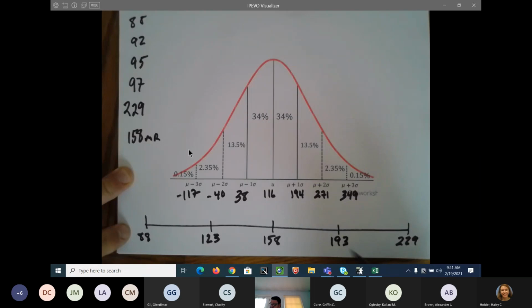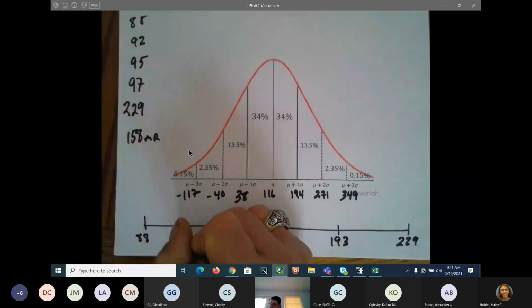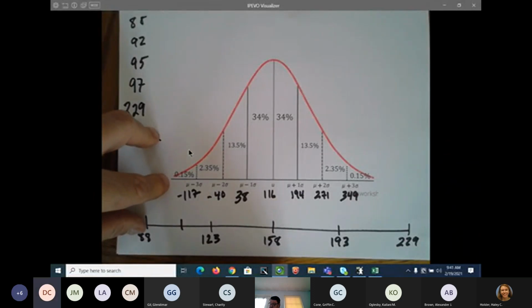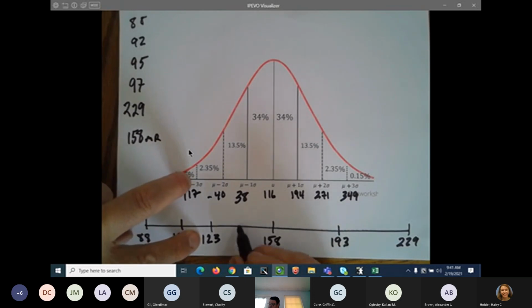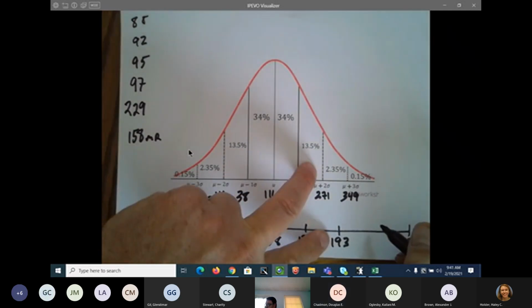Okay. And half of 35 is 17. What's 88 plus 17? 105. Help me out. What's 88 plus 17? 105. Okay. What's 123 plus 17 would be 140. Yes. 158 plus 17 would be 175. Yes. And 193 plus 17 is 210. Correct.